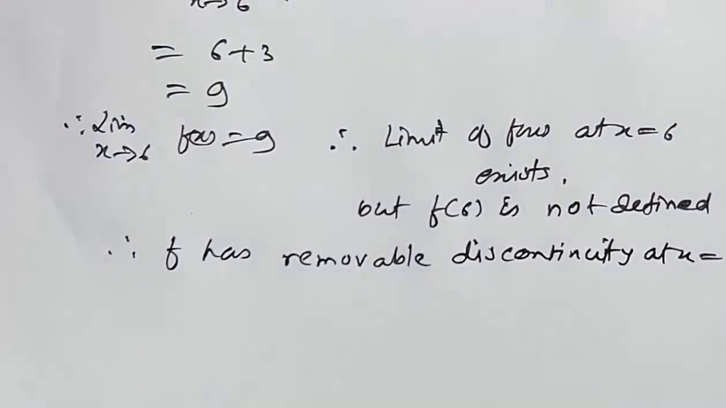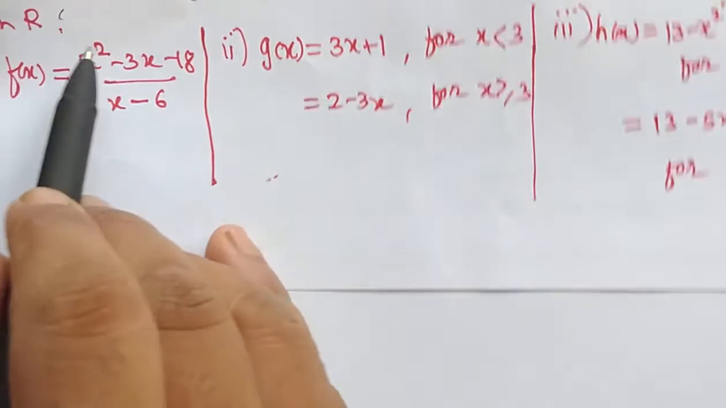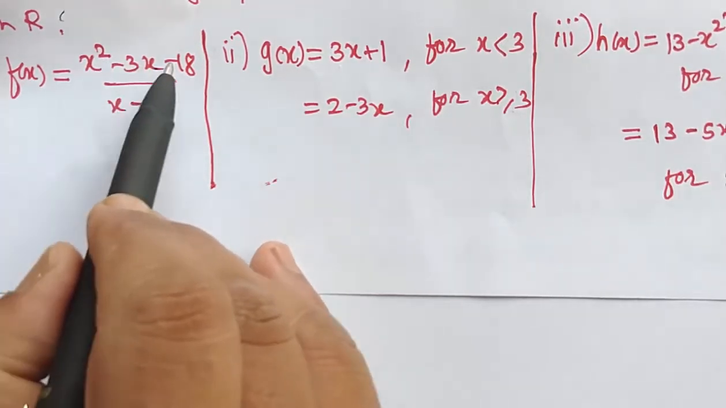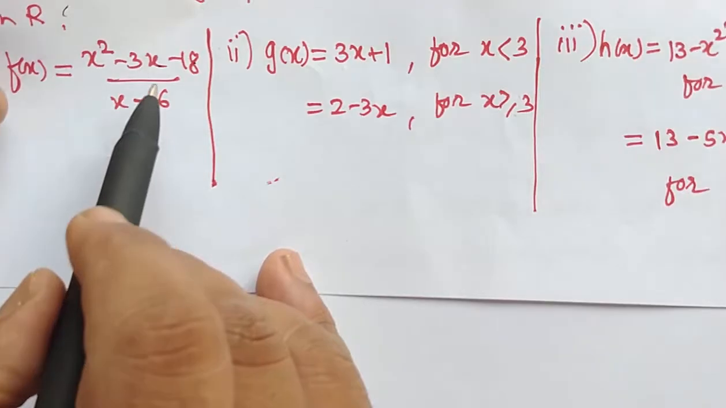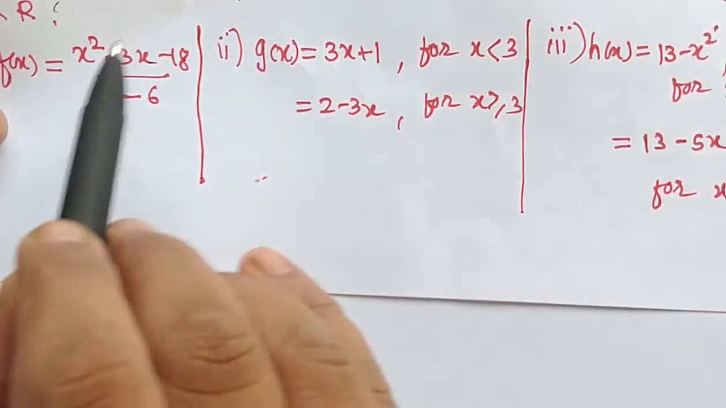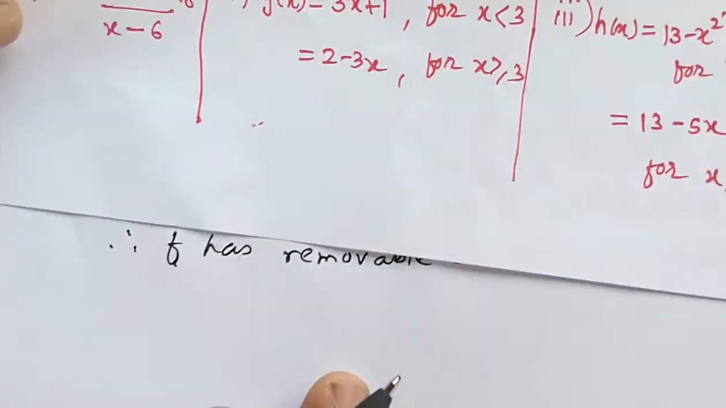So, one example is over. f of x is equal to x square minus 3x minus 18 upon x minus 6 has a removable discontinuity at x is equal to 6. Now the second.